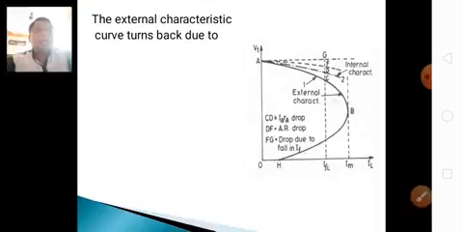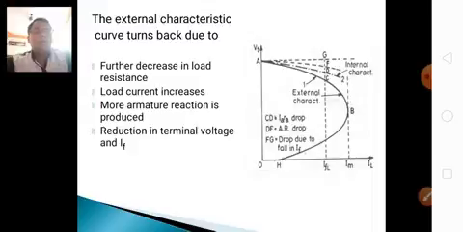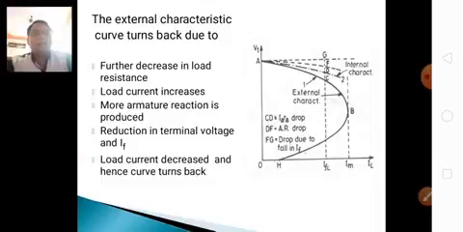The external curve turns back due to further decreasing the load resistance. When the load resistance decreases, the load current increases, so more armature reaction is produced and the terminal voltage decreases due to the fall in If. So the load current decreases and hence the curve turns back.